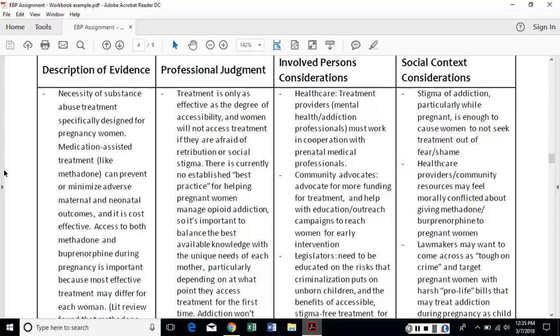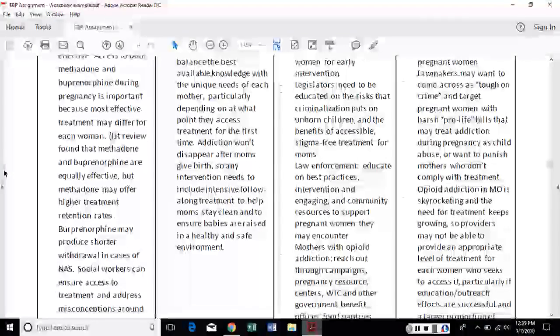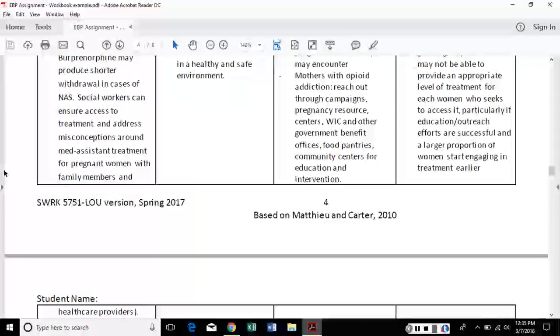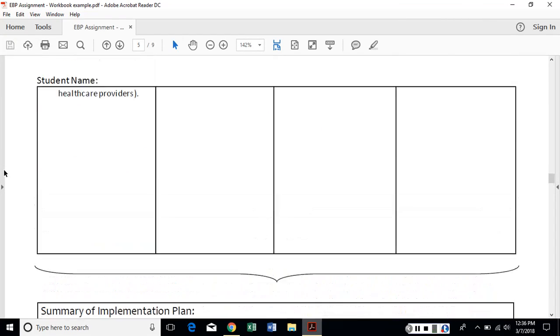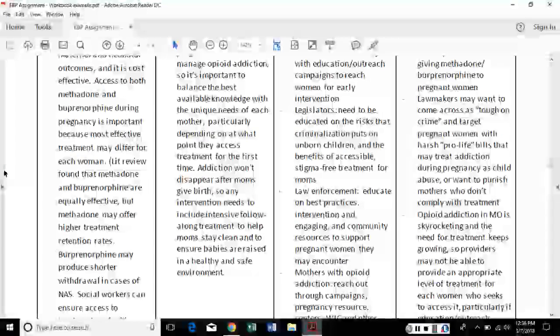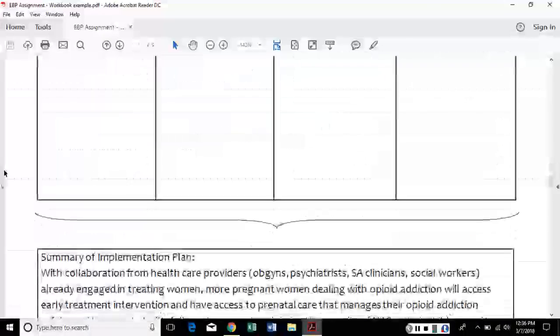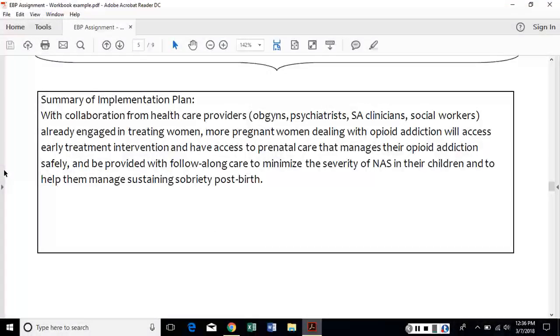You don't have to necessarily complete it to that extent. This student did a very, very thorough job in her workbook, which is awesome. So this can be your guide, but it doesn't have to necessarily be to this extent. Okay, so we complete this table, and then from that table, we're going to summarize our implementation plan.